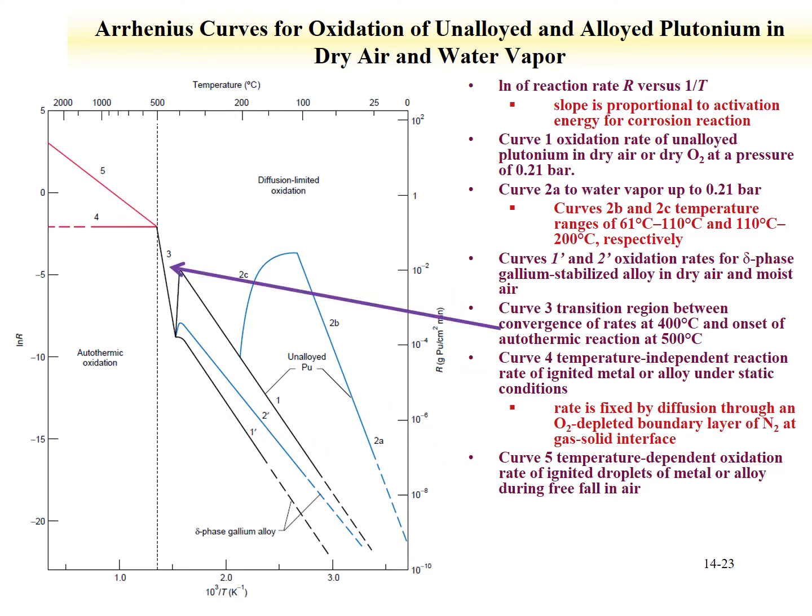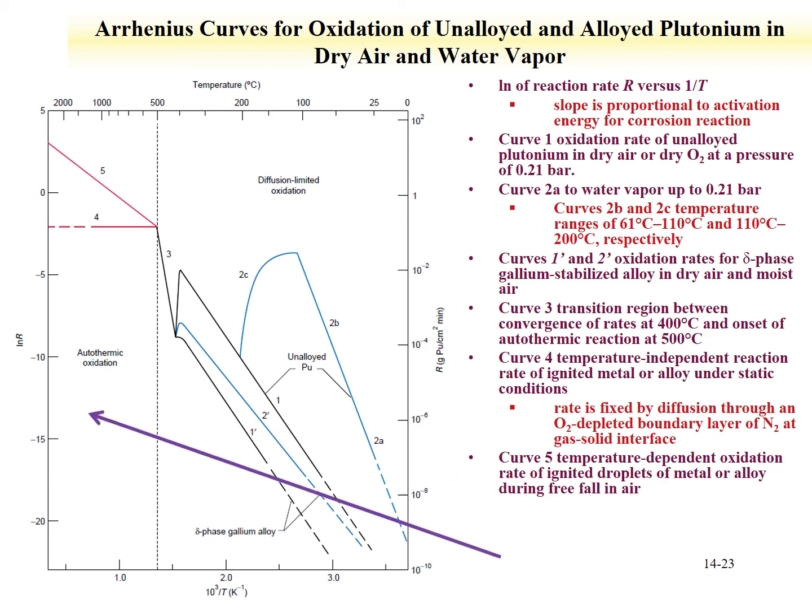Now, if we look over here at this curve, this is a transition. It's between, at higher temperatures, we start to see an autothermic reaction, and this is the transition zone. So these rates, higher temperatures, the rates are definitely getting higher. And over here, we see that there's a temperature-independent rate. Right? As the temperature increases, the rate remains constant. And this is for the reaction of burning metal or alloys under static conditions.